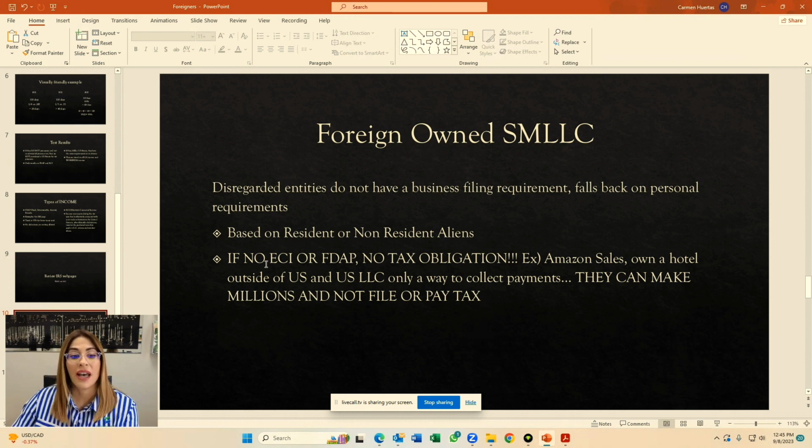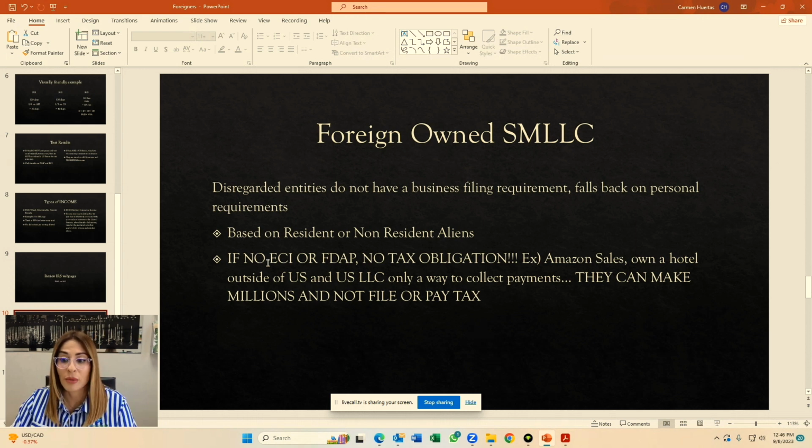If you do not have any effectively connected income or any income that is considered FDAP, then you have no tax obligation, and neither does your LLC, because the LLC doesn't have an obligation. It falls on you. And if you don't have either one of these types of income, then you are not subject to any taxes in the US. Okay? And this may sound crazy, but it's true.